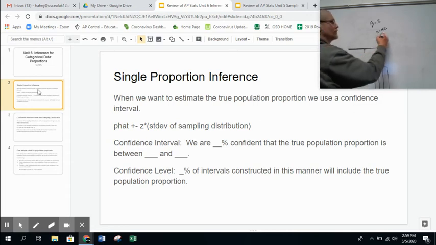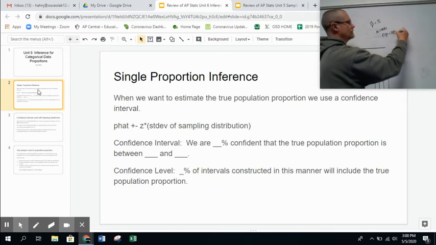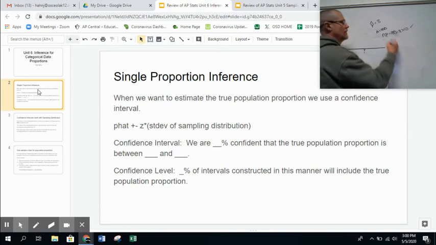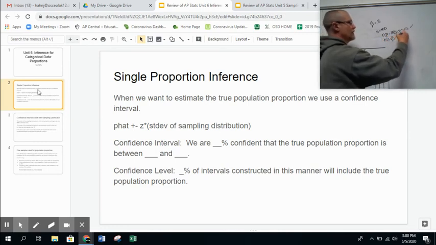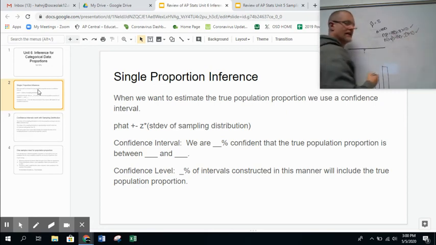So, is n times p, that's 100 times 0.8, greater than 10? Yes, it is. Is n times 1 minus p, 100 times 0.2, greater than 10? Yes, it is. So what do I get to put on my graph? Now I get to put the fact that it's normal. That gives me the normal check.